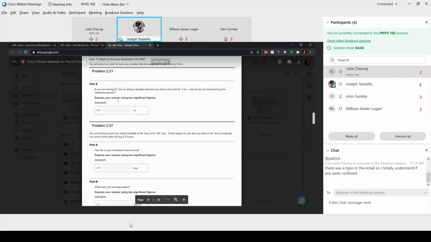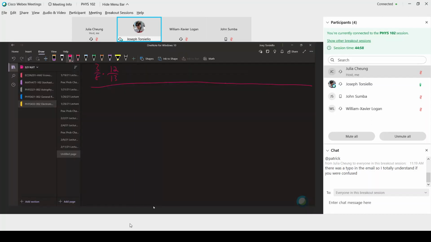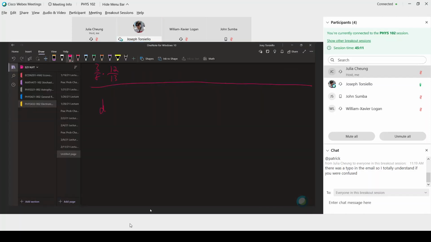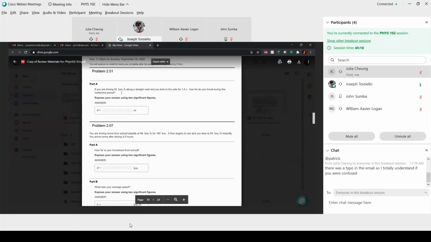So basically, what this is saying is that for 1.5 seconds, you're traveling 95 kilometers per hour. And it's asking how far do you travel. So if your speed is constant, if you're traveling in reality 95 kilometers per hour and that stays the same, all you really need to do to find the distance is multiply the velocity by the time.